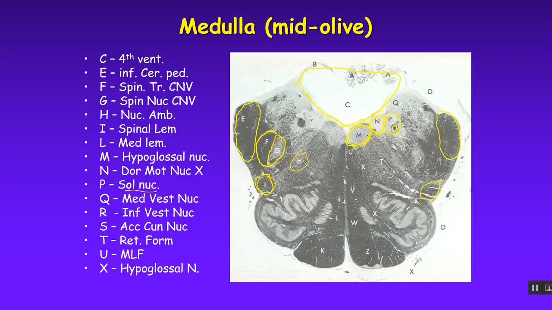Q is the medial vestibular nucleus right here. The vestibular nucleus is primarily sensory, but it does have some motor connections too, because it contributes to the vestibulospinal tracts. But it's bringing in a lot of sensory information from your vestibular system. R is the inferior vestibular nucleus right here. S is your accessory cuneate nucleus.